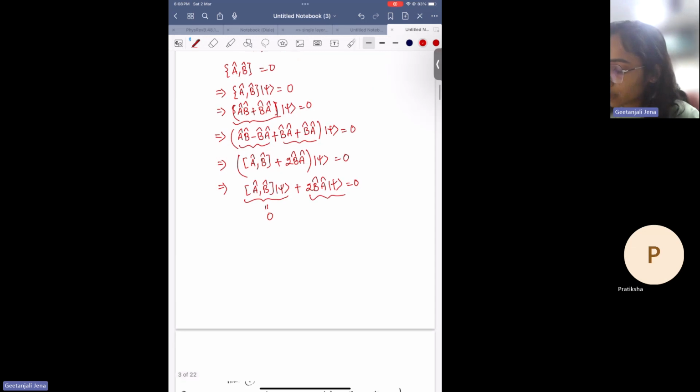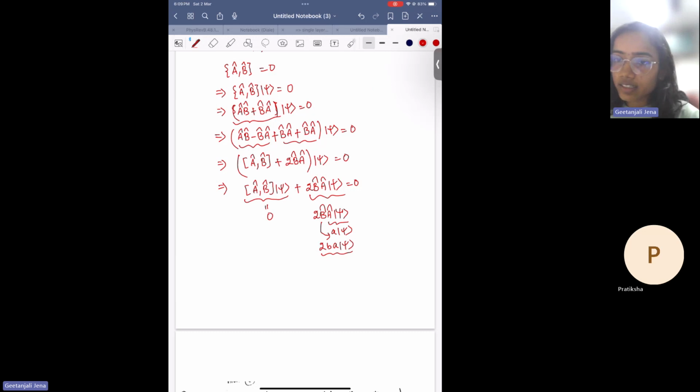Now let's see the second term, which is 2BA acting on psi. You know that psi is the eigenket, so A acting on psi will give a psi. Now when B acts on this a psi, it will give b a psi. So the second term is 2ba psi.